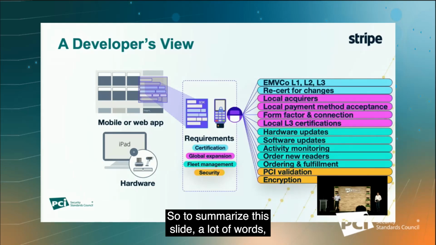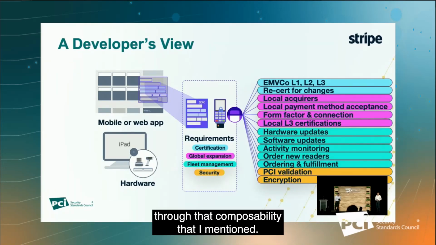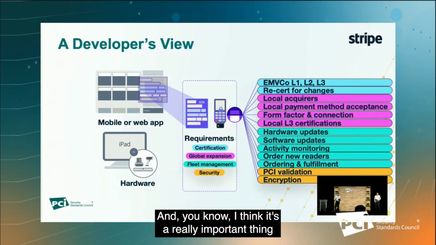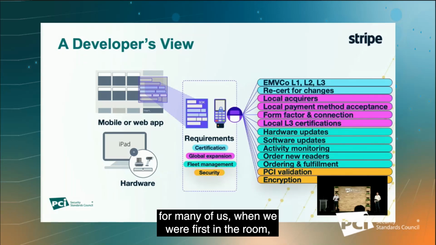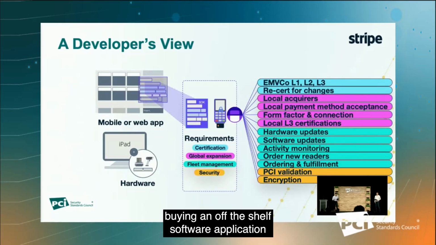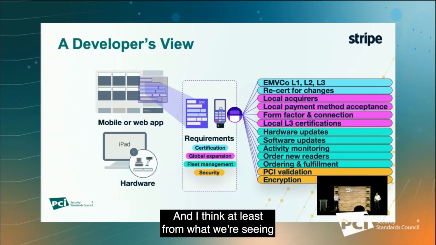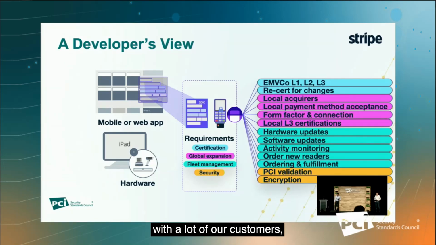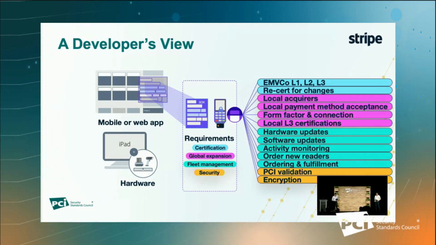So to summarize this slide, a lot of words, SDKs, software development kits, are here, and they're not going away. And they're the ways that developers are really building applications through that composability that I mentioned. And I think it's a really important thing to drive home because for many of us, when we first worked with PCI and PA-DSS, buying an off-the-shelf software application and deploying it was the norm. And I think at least from what we're seeing with a lot of our customers, it's a vastly different landscape these days where it's a little less off the shelf.